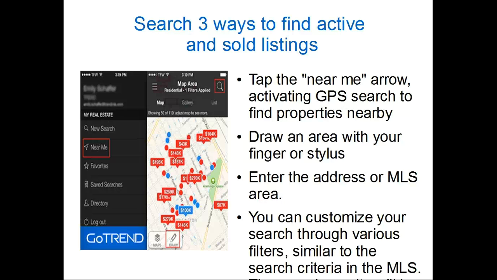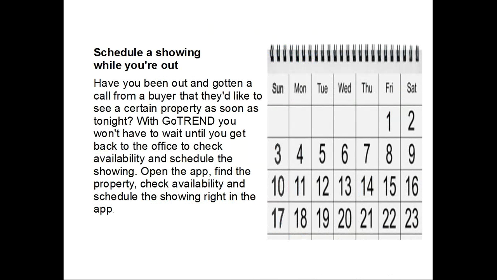And we can customize our search. A lot of things that we can do on our desktop, we can do in the mobile app. If you're out and you see a property or you're showing properties and they see a property they'd like to see in the future, you can actually schedule it right from the app. Or if you're actually searching on your phone, you can schedule it right from the app too. So that's something that's really nice.